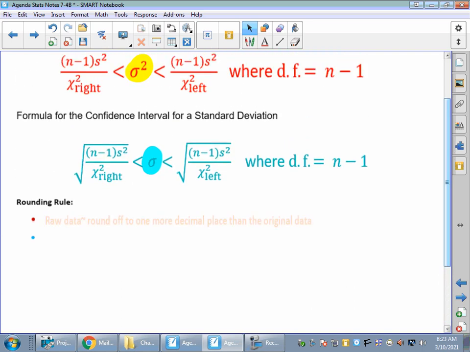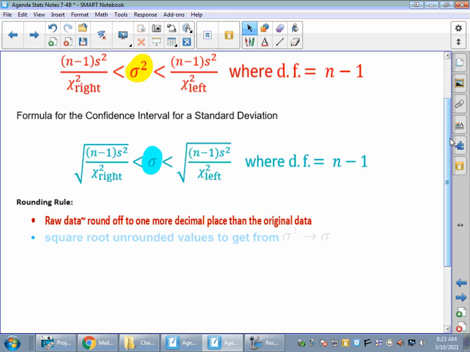Rounding rules, I have two things to say here. First of all, round off to one more decimal place than your original data. However, when you go from your variance to your standard deviation, do not round your variance and then use that value for standard deviation. Square root unrounded values to get from variance to standard deviation.